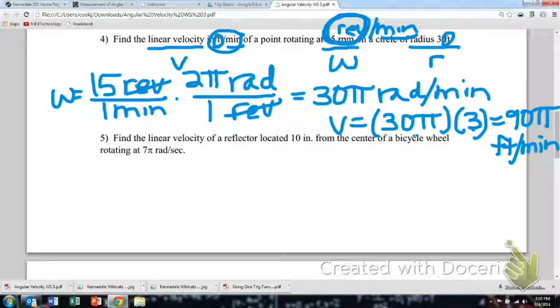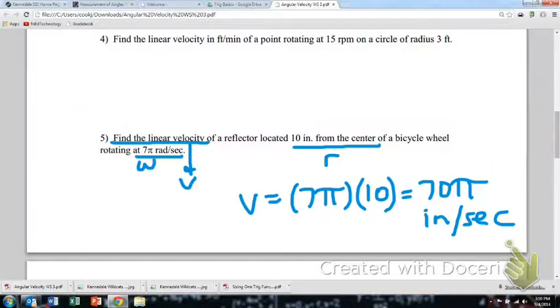Okay. So try this next one. I'm going to pause the video. You pause the video on your end too, and I'm going to work it out, and then we'll see how you did. So pause the video real quick, and then we'll go over this next one. Okay, so how'd you do? You should have gotten 70 pi inches per second.